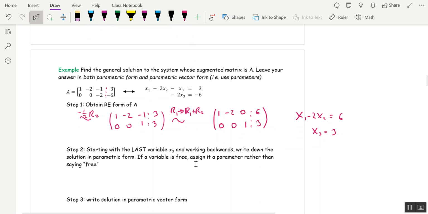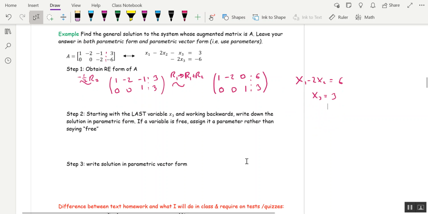Okay, so now here's the important part. Starting with the last variable and working backwards, you're going to write down the solution in parametric form. When I go around the room and I have students do this, everyone wants to start with x1 because that's the way we think, but you can't do that. You have to start at the bottom with x3. There's 3 columns, aside from the answer column, so I know there's 3 variables. You must start at the bottom. x3 is not free. The only free variable is x2. So this last equation tells me x3 is 3.